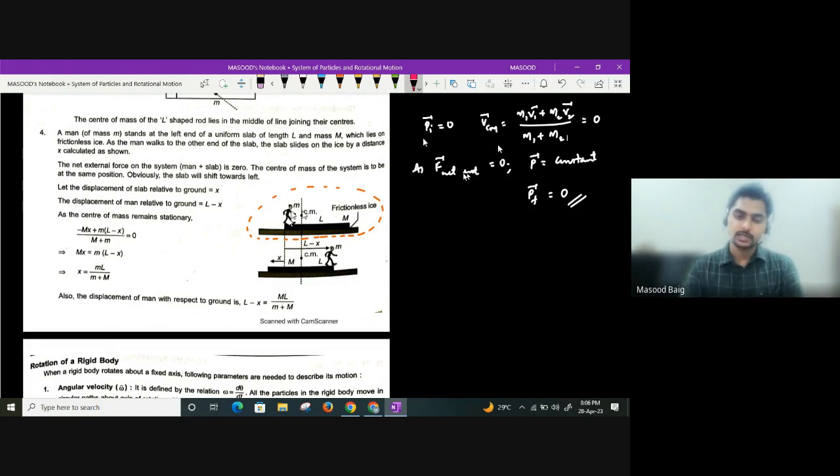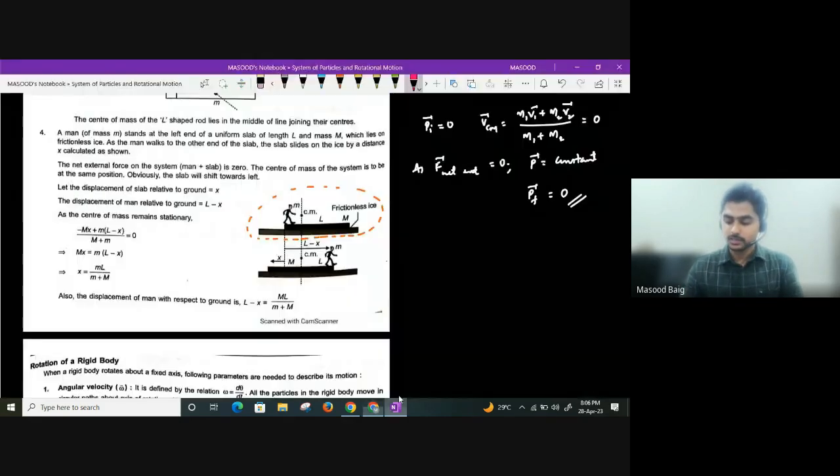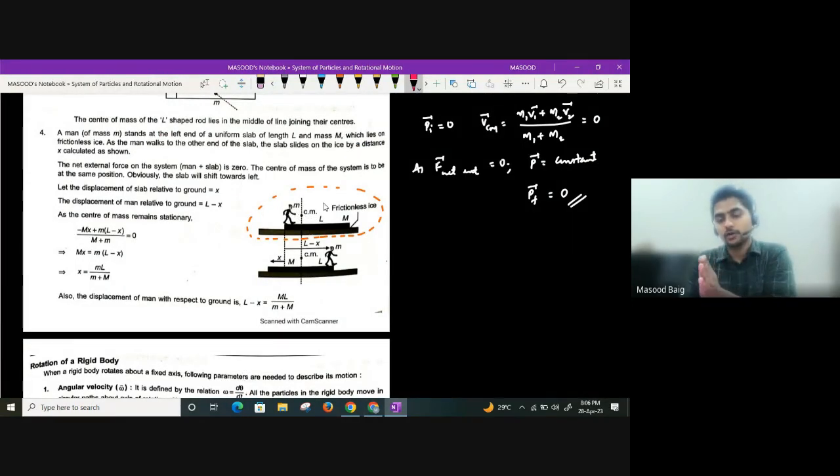Now what happened? Man decided to move to the right. He's walking to the right. He's walking means he's moving. He's moving means he's going to have some velocity. So when he has some velocity, then obviously there will be some momentum to the man, guys. So momentum to the man is in forward direction. But do I need to have momentum for the entire system? No. So that is the reason what will happen. While man is moving towards right, in order to conserve the linear momentum, the plank will move to the left.